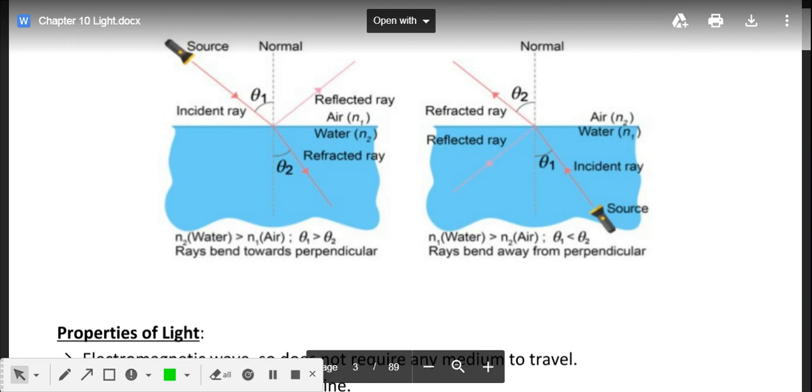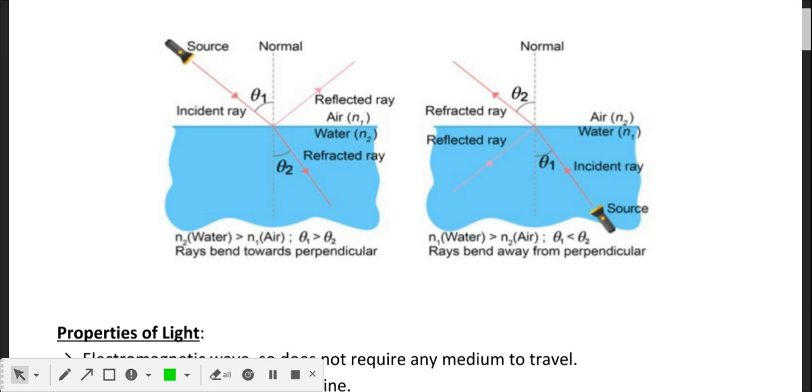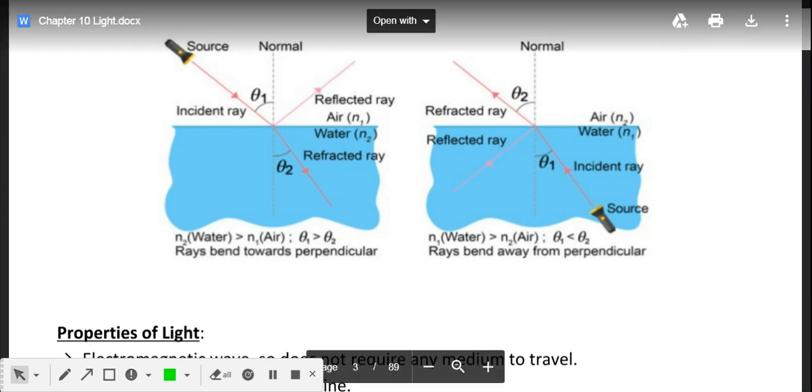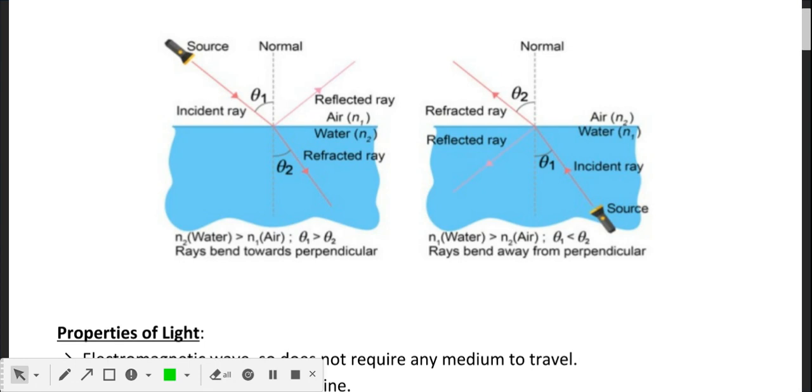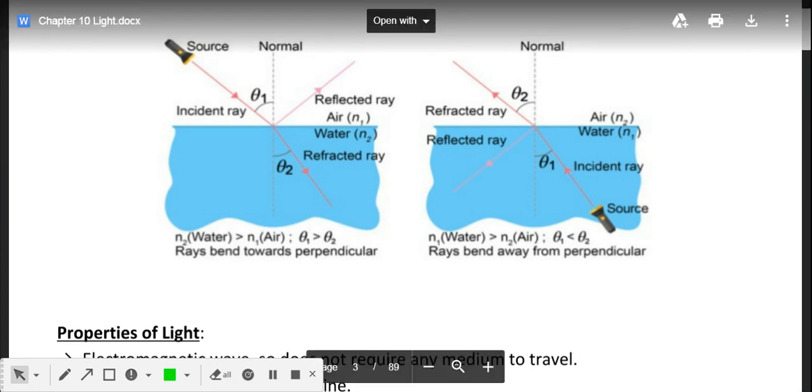As you can see from the torch, the ray of light is incident at the normal, and this ray is getting bounced back, right, at the same angle as that of the angle of incidence. That means this theta 1 and this angle will be same. So this is known as reflected ray, right?